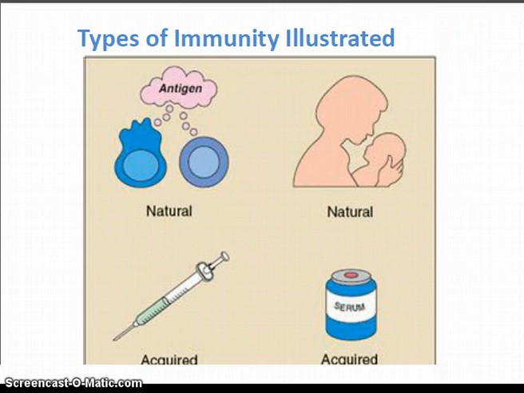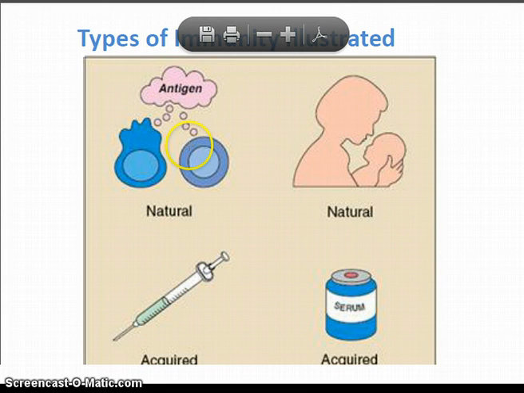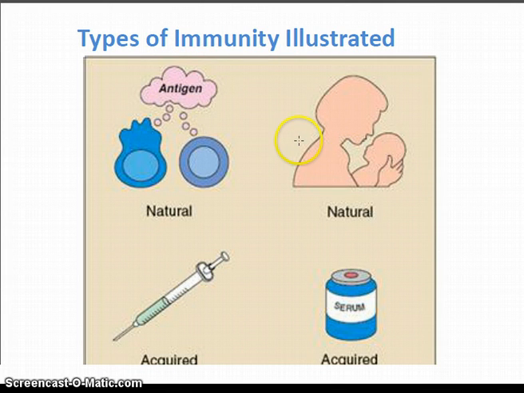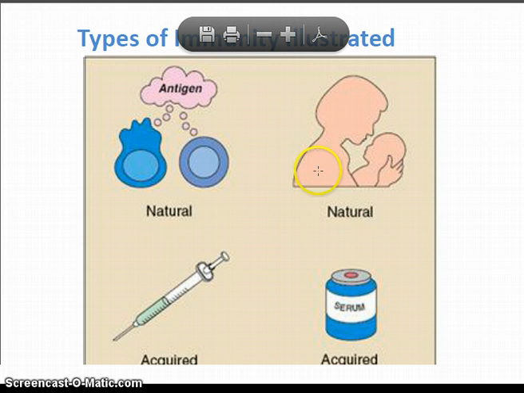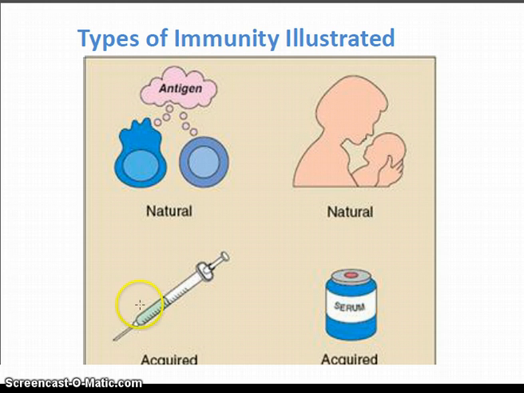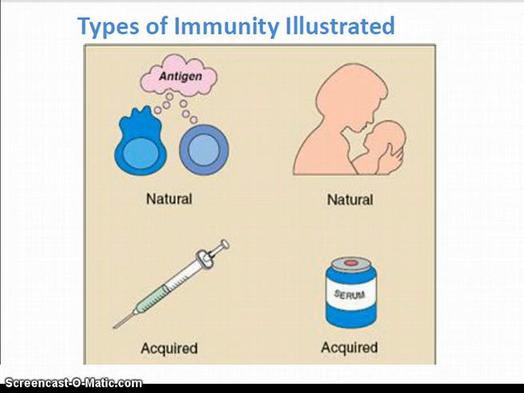All right, this is some types of immunity illustrated. Either natural immunity when you're exposed to the antigen, or perhaps you received immunity in the womb from the mom, or if you are being nursed, or acquired immunity could be via a vaccination or via serum that contains antibodies from another source.